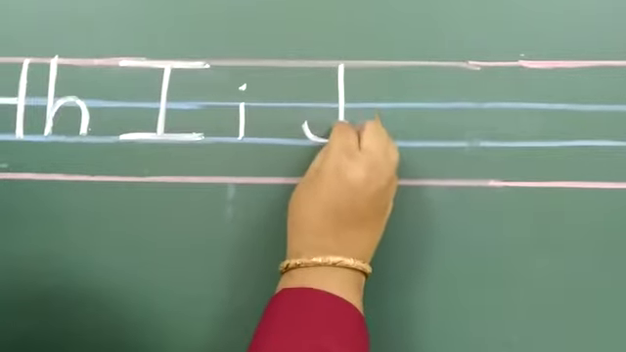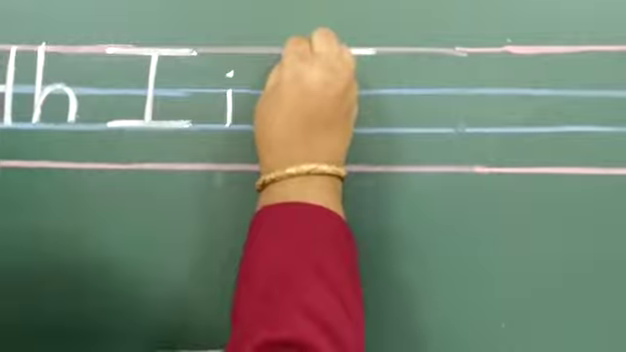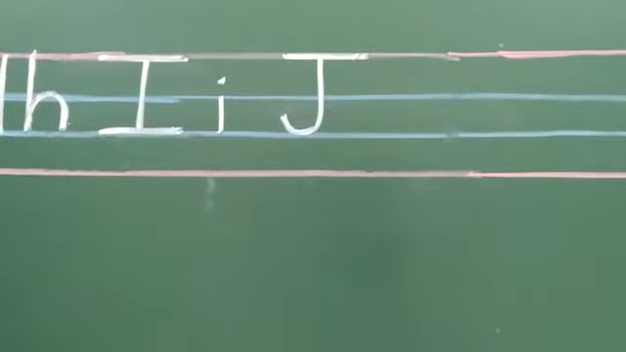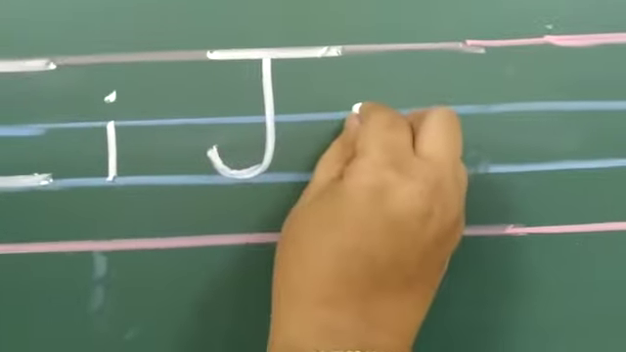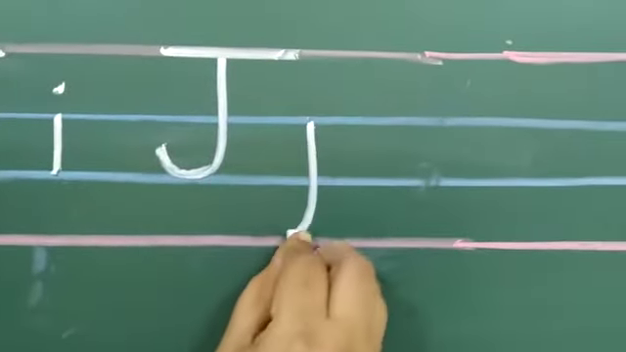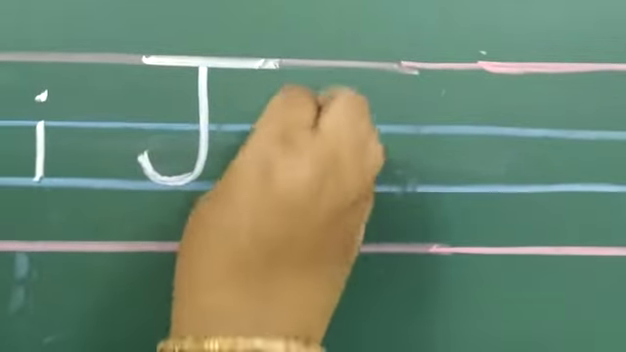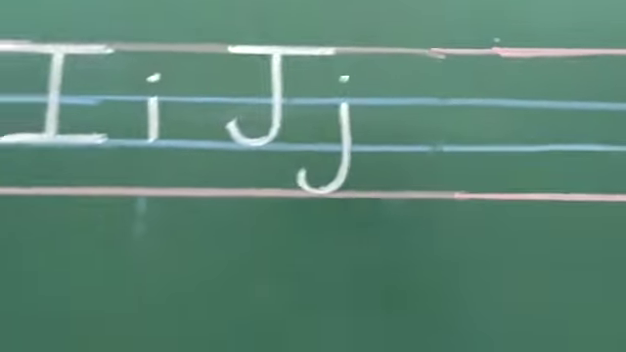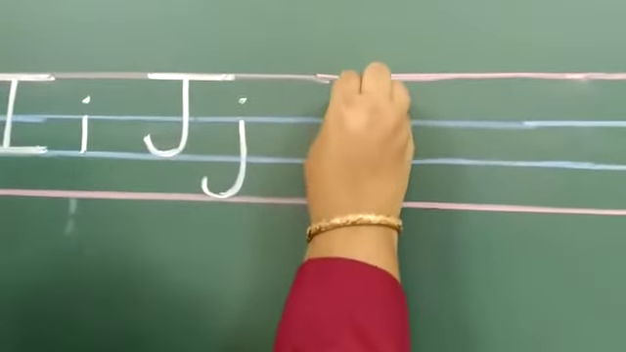Now we'll go to letter J. One standing line and one lumpy lump here. Small lumpy lump and one sleeping line. Small j will start from the blue line. Remember, the small j will start from the blue line. The same thing as you have written here, you have to write here and put a dot over here.